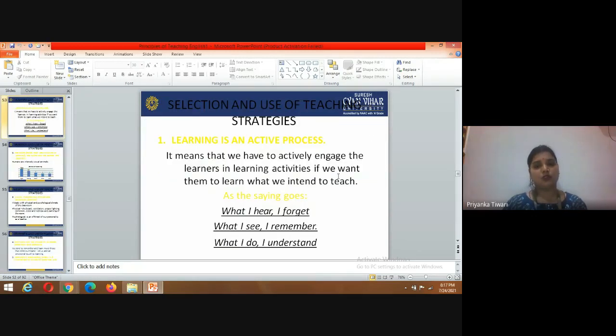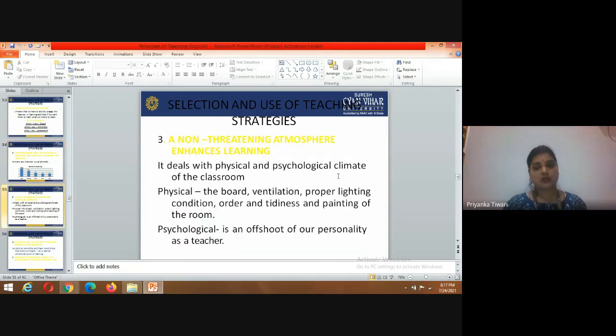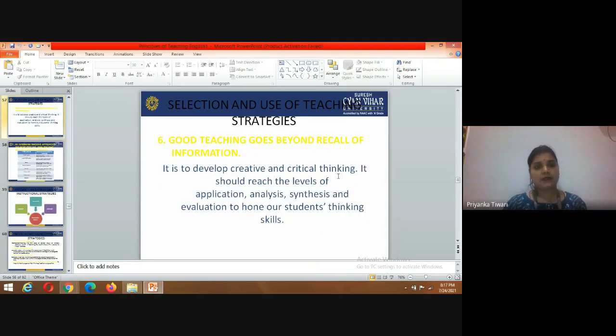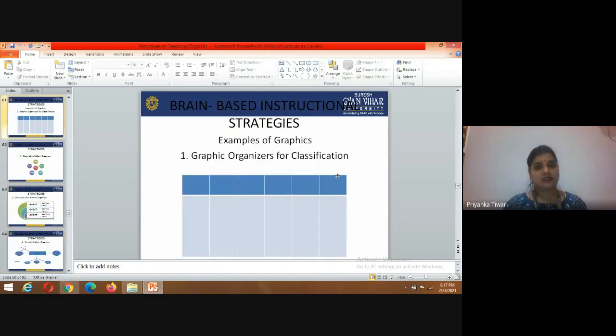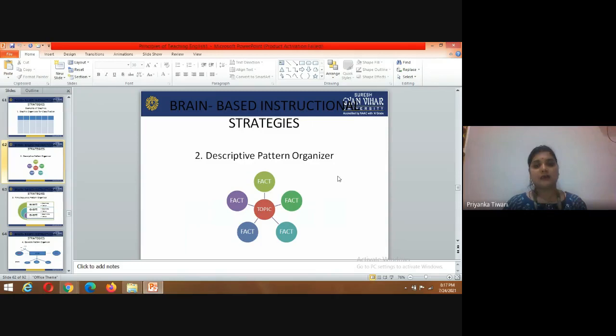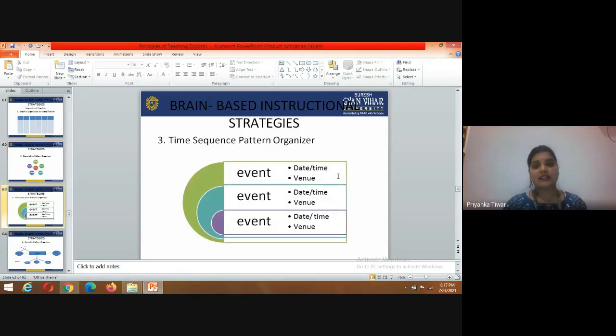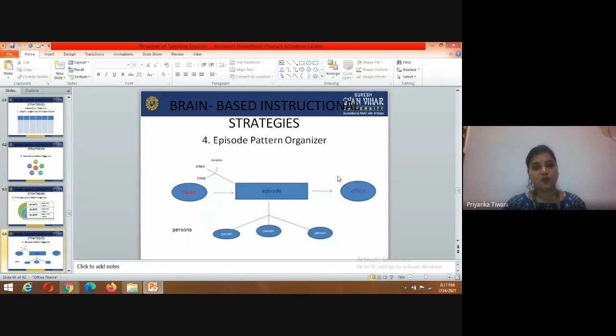Selection and use of teaching strategies. What I hear, I forget; what I see, I remember; what I do, I understand. So the section also we have discussed. Symbolic, concrete, research-based, abstract strategies and brain-based instruction, and descriptive pattern organizer and event, and we need to understand about the date, time, and venue, and episode of cause and effect person.